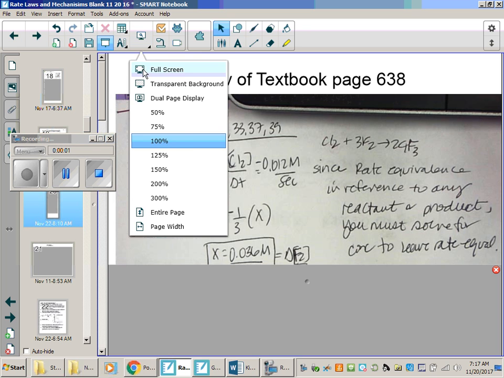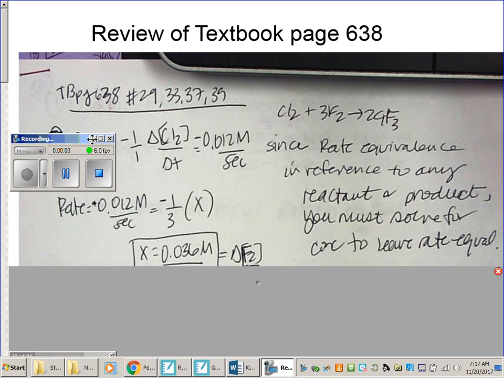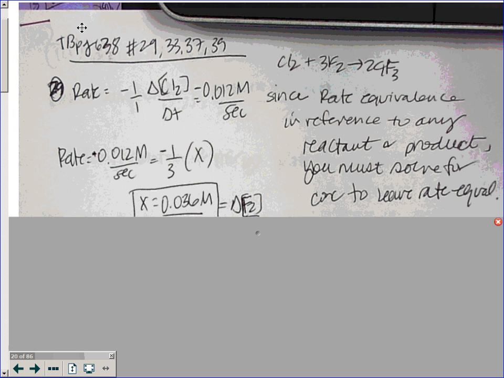Back to me. Okay, so here we go. All right, so for the first one, I'm thinking 33, and no, 33 was the more challenging one. How do we do on number one? I mean, sorry, 29.